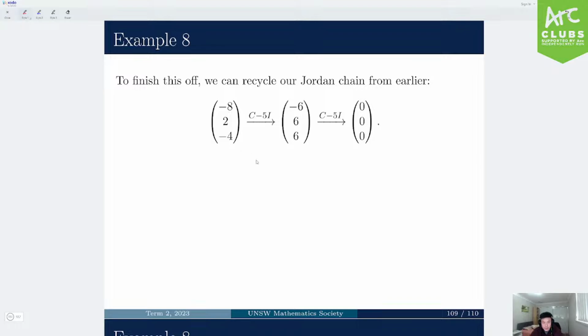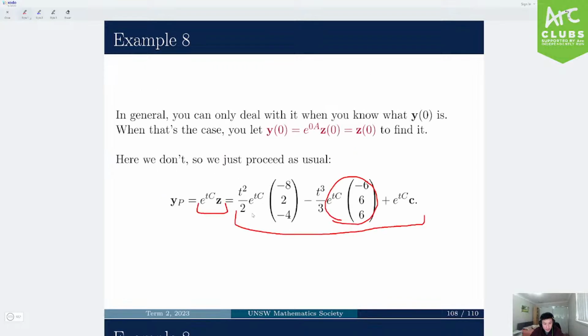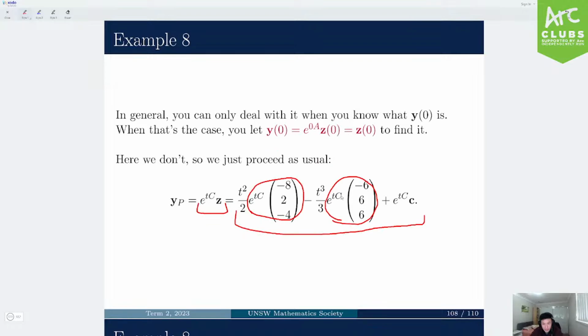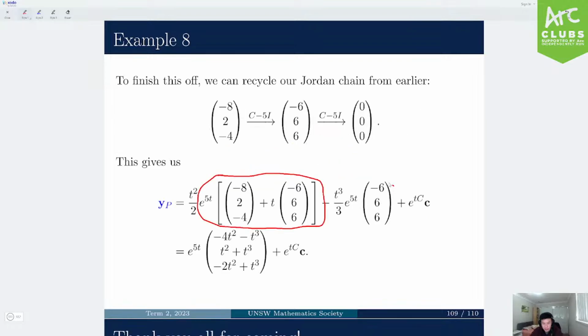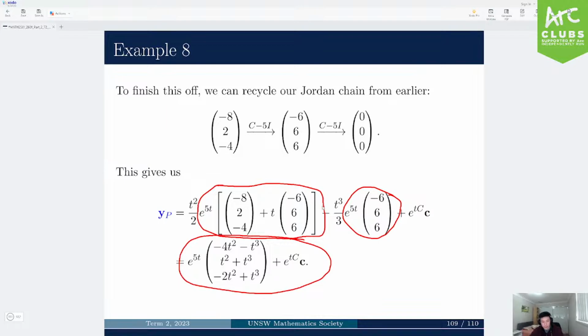Again, we found the Jordan chain that (-8, -4) chains down to (-6, ...), and this chains down to (0, 0). So that's going to tell us that this first one, using our columns method, gives this expression here. And the second expression, again using our columns method, gives this expression here. Then if we combine everything into one single nice expression, we get this expression over here, and that's going to be our solution to this next example.